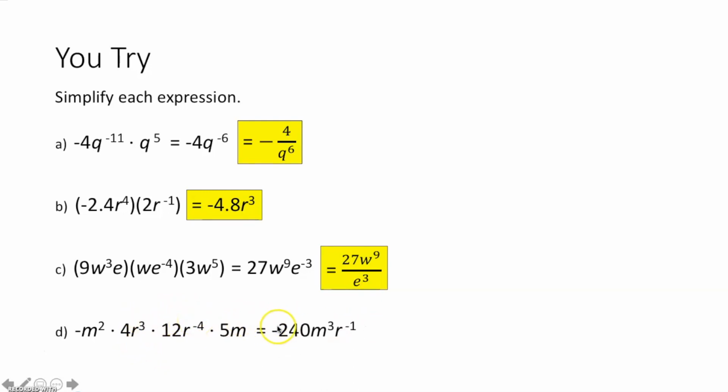So we get negative 240, m to the 3rd power, r to the negative 1st. And again, we're simplifying, so we can't have a negative exponent. So we take this r to the negative 1st because that's the only thing that has a negative exponent. We move it to the denominator where it becomes a positive 1st power.